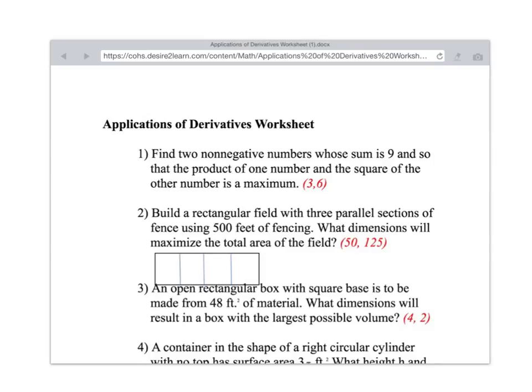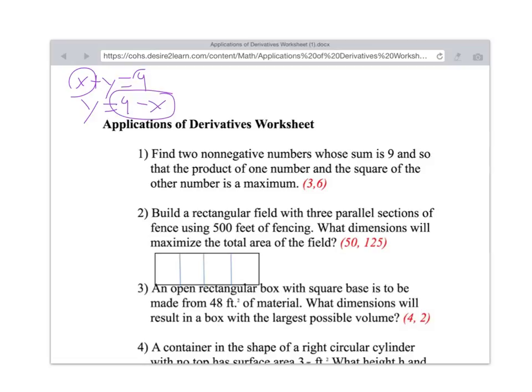So for the first one, if we have two non-negative numbers whose sum is 9, and we want the product of one number and the square of the other number to be a maximum, then we're going to start off by saying we have two numbers whose sum is 9, they add up to 9. If we write one of the numbers in terms of the other, then at least we can use the same variable. We would have x and 9 minus x.